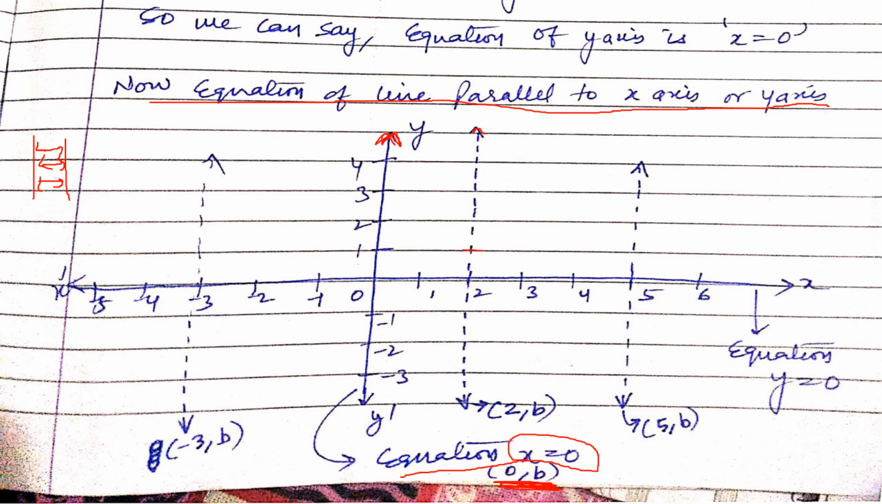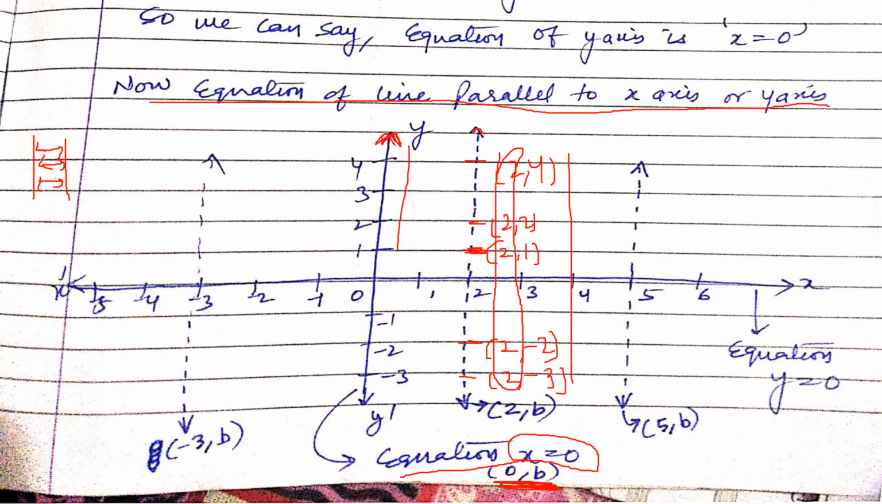What is the value of this point? Please help me. It is 2 comma 1. What is the value of this point? 2 comma 2. What is the value of this point? 2 comma 4. What is the value of this point? 2 comma minus 2. This point, 2 comma minus 3. Now observe all these points. What is same?